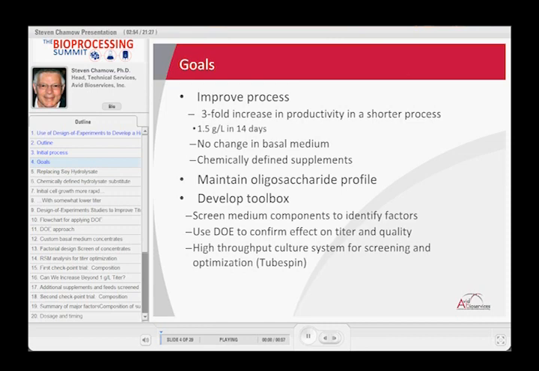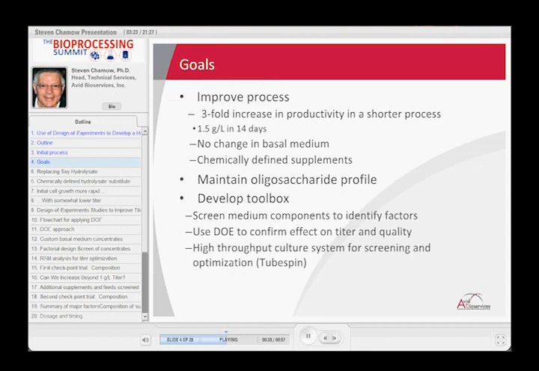So our goal was to try to improve these threefold in terms of an increase of productivity in a shorter process. Our goal was to try to get to about 1.5 gram per liter in 14 days, to make no change in the basal medium, and to try to eliminate the soy hydrolysate in order to move to a chemically defined process. We wanted to maintain the oligosaccharide profile.